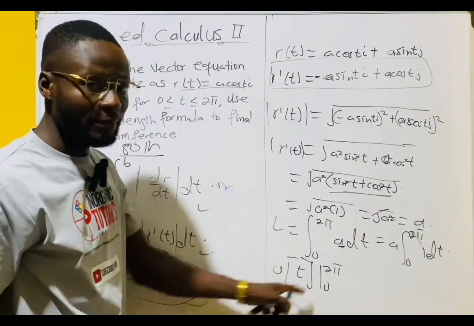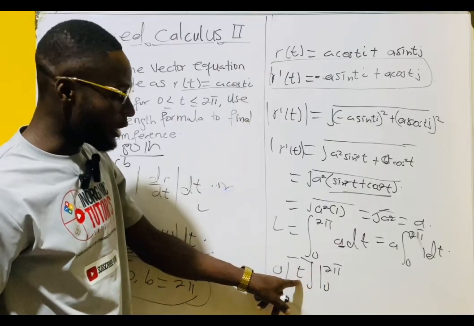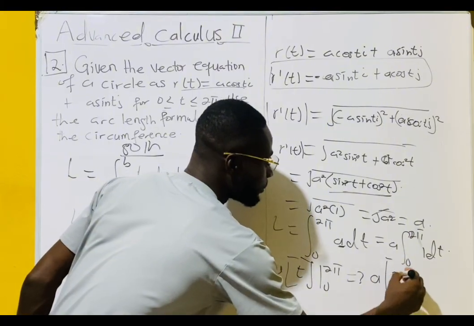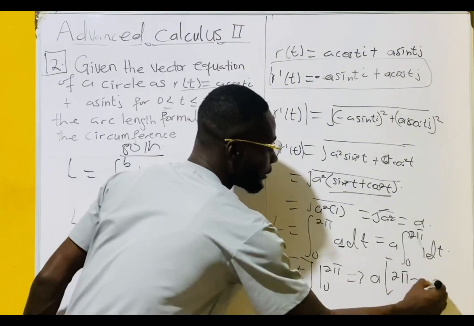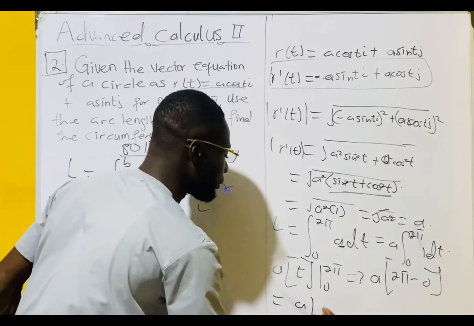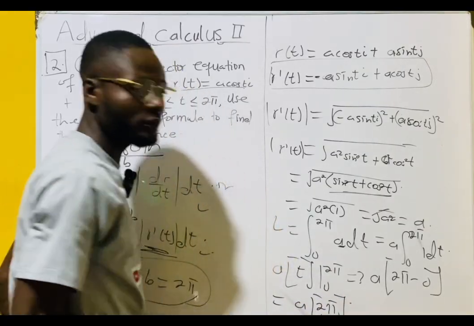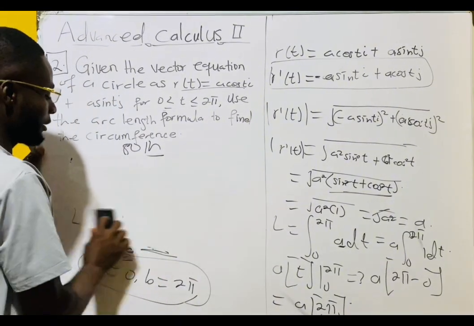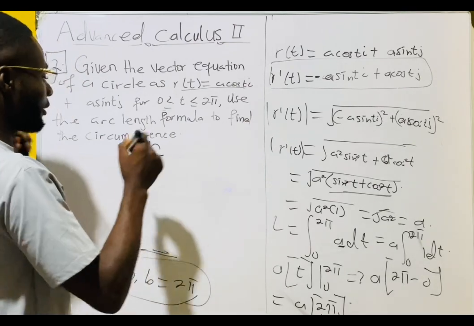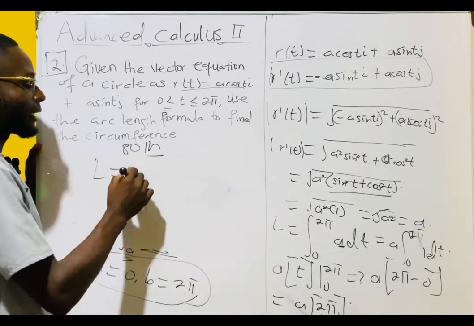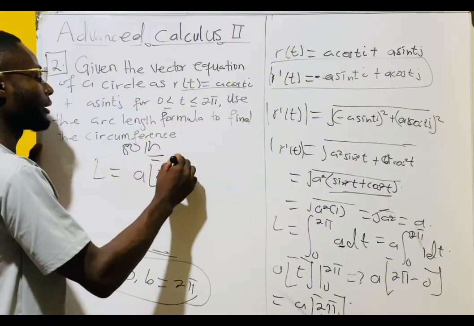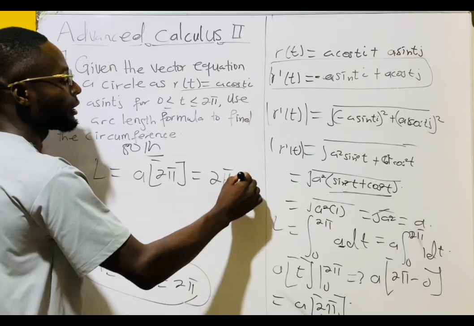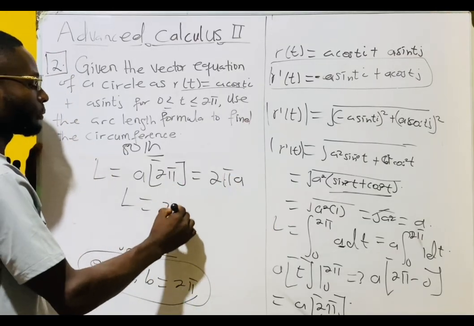So we substitute the limits inside. When you substitute 2 pi, you have 2 pi. This implies that we have a times 2 pi minus 0, so we have a times 2 pi. Okay, so this is the result. We can say that our arc length is a times 2 pi, which is equal to 2 pi a.